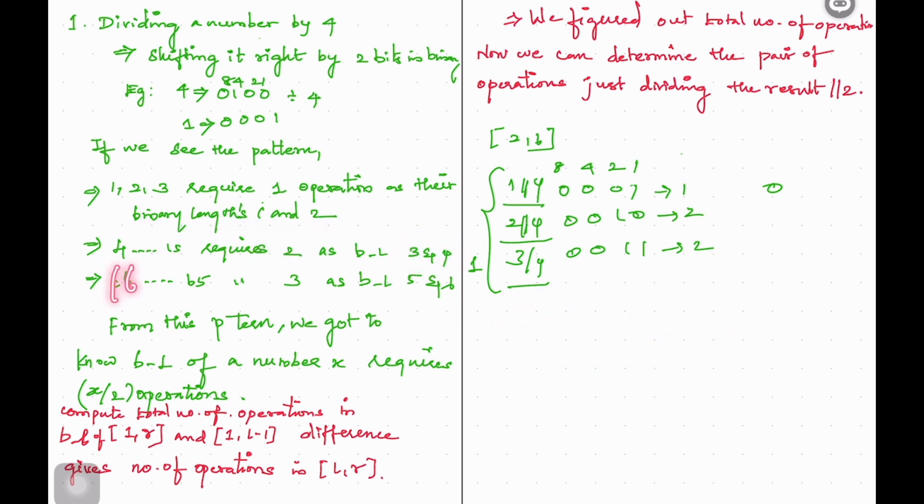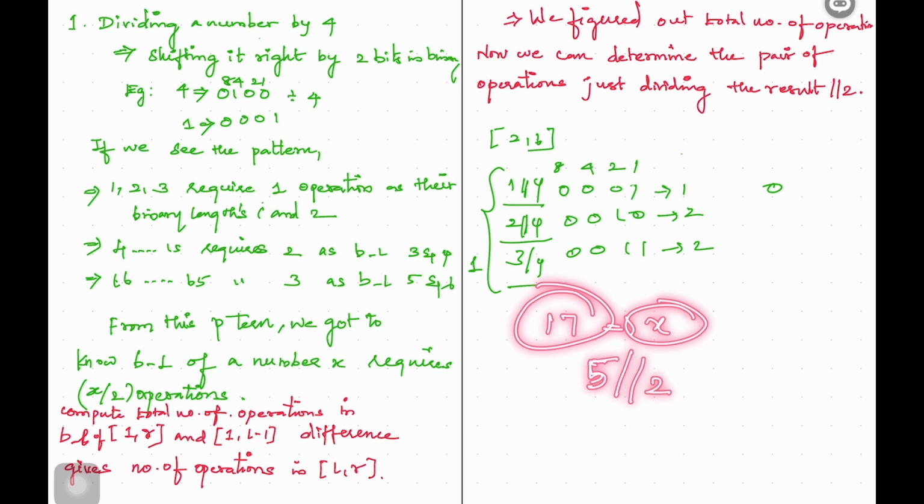Binary length from 16 to 65 requires three operations, as their binary lengths are 5 and 6. Got it? So from this pattern, we get to know the operations for the binary length of a number x, for example 17, which has a binary length of 5, which requires 5 divided by 2.